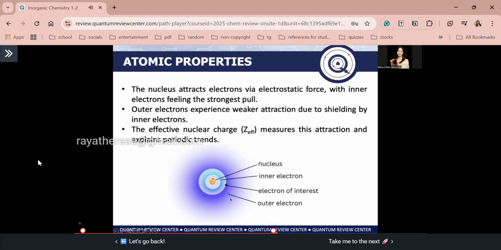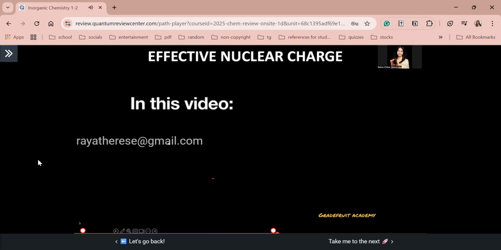The weaker attraction is because the inner electrons cancel and shield some of the nuclear charge being received by the valence electrons. Okay? Because of this, the effective nuclear charge, or Zeff, measures this net attraction and is used as a basis in explaining periodic trends. So guys, basically, pabida-bida kasi yung mga inner electrons na yan. Okay? Sinishield nila yung attraction ng nucleus sa outer electrons. Okay? To know more about effective nuclear charge, let's watch this video.